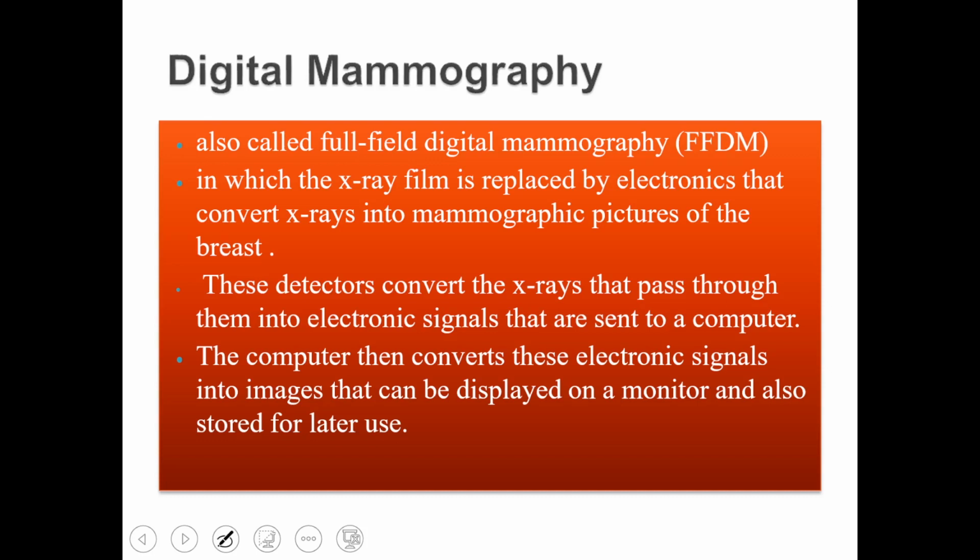Previously people were using analog mammography. Now everything is coming in digital mammography. So you can check on the system in digital form, and your report will be seen as an image in digital form with different colors. It is also called full field digital mammography, FFDM, in which the X-ray film is replaced by electronics that convert X-rays into the mammography picture of the breast.